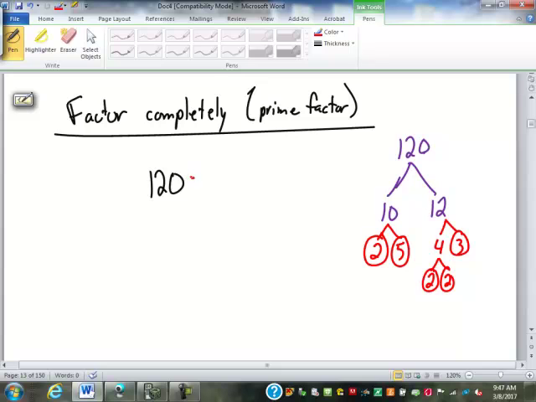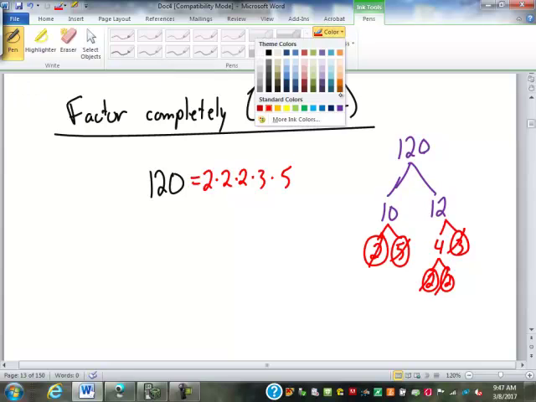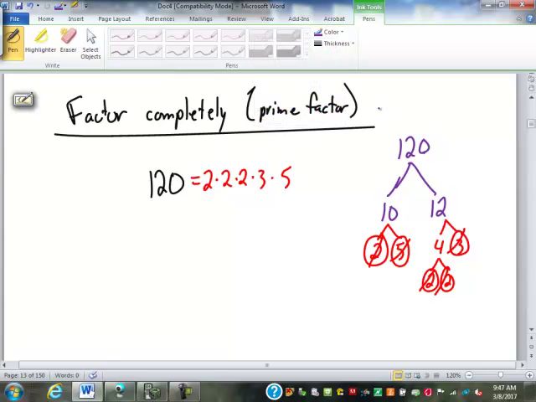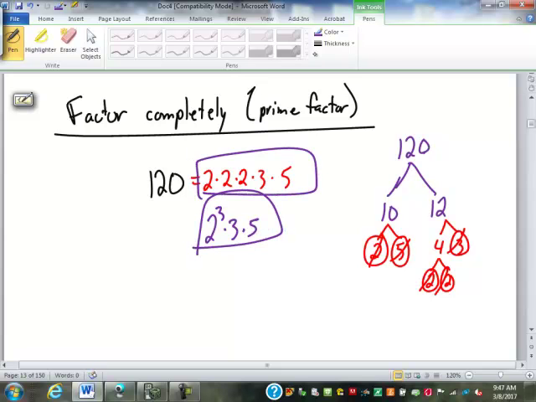So 120 factors into, we have 3 2s, 2 times 2 times 2, and a 3, and a 5. You could write it like that. That is just fine. Or you could write it as 2 to the 3rd times 3 times 5. Either of those is an acceptable answer there.